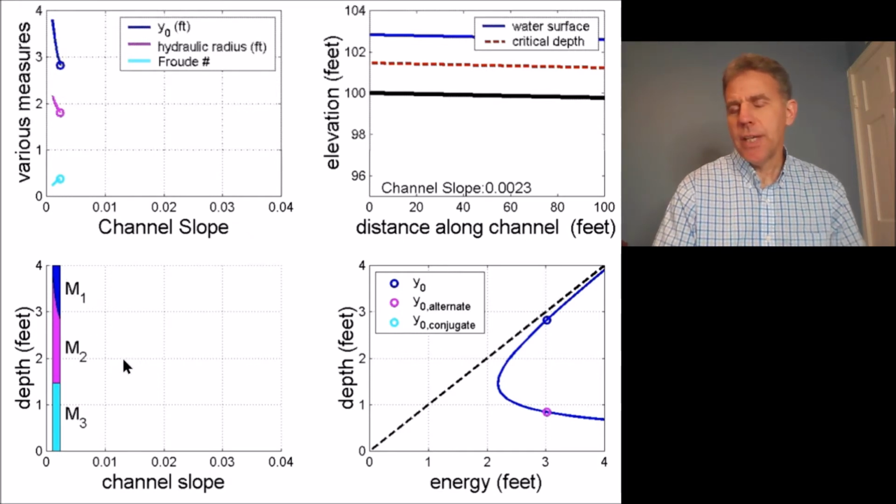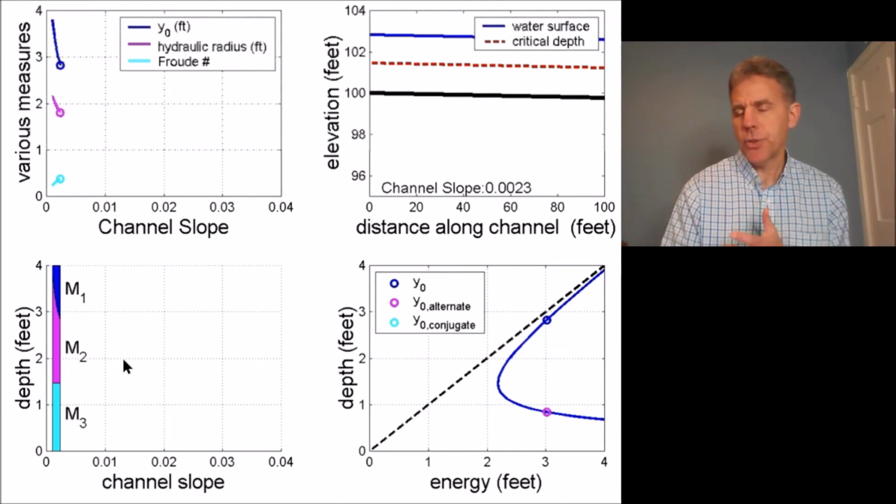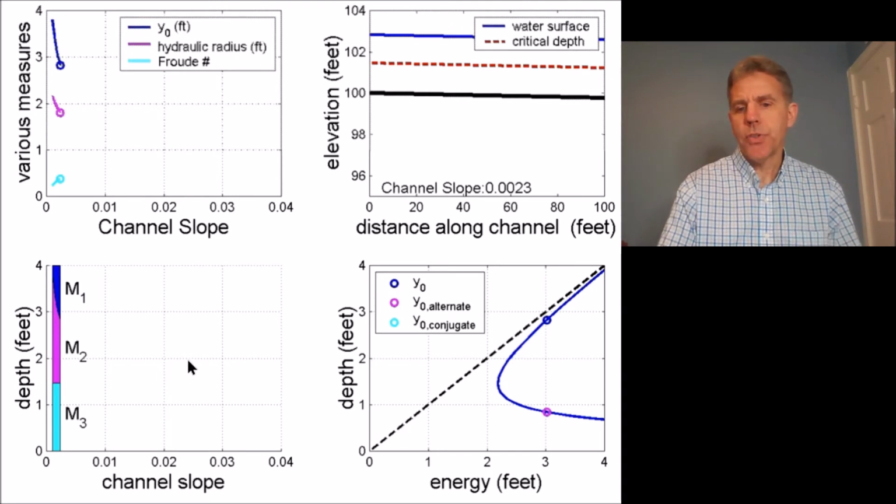We'll see as the animation evolves that we move from subcritical to supercritical conditions. So the channel will shift from being a mild channel to a steep channel. And so we'll start to see S profiles over in this part of the graph. Finally, in the lower left, we have an energy depth or EY diagram.